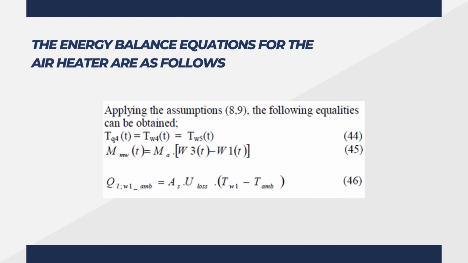Applying assumptions 8 and 9, the following quantities can be obtained. For example, the temperature and mass of evaporation by equations 44 and 45, and the heat transfer by equation 46. The above mentioned assumed initial temperatures are used to determine the heat transfer coefficient that depends on the temperatures.